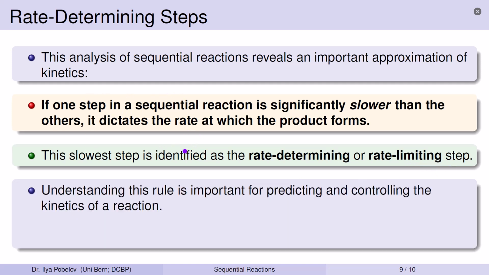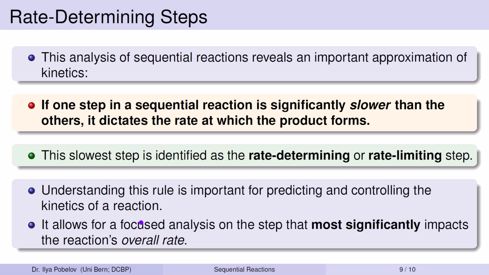Understanding this rule is important for predicting and controlling the kinetics of a reaction, as it allows for a focused analysis on the step that most significantly impacts the reaction's overall rate.